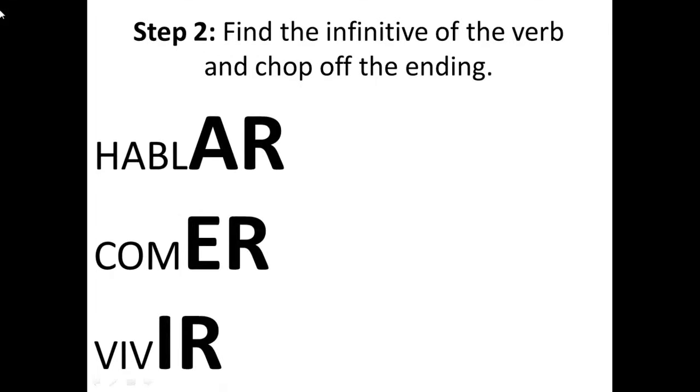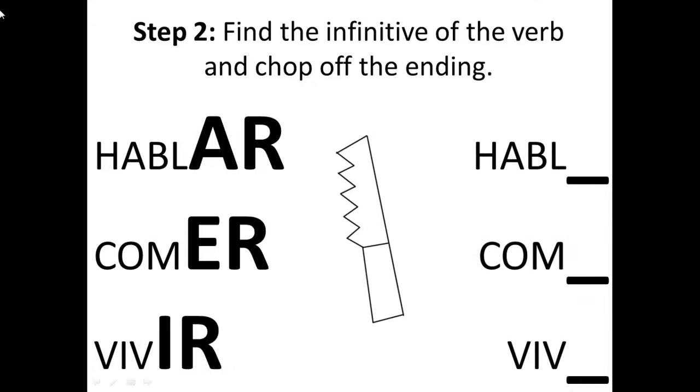Step 2. Find the infinitive of the verb and chop off the ending. The infinitive is the verb that you will find when you look it up in a dictionary. So for example, if you look up speak, you'll find hablar, which means to speak. Look up eat, you'll find comer, which means to eat. Look up live and you'll find vivir, which means to live. So, chop off the endings and then you're left with the stem, hence the flower analogy.